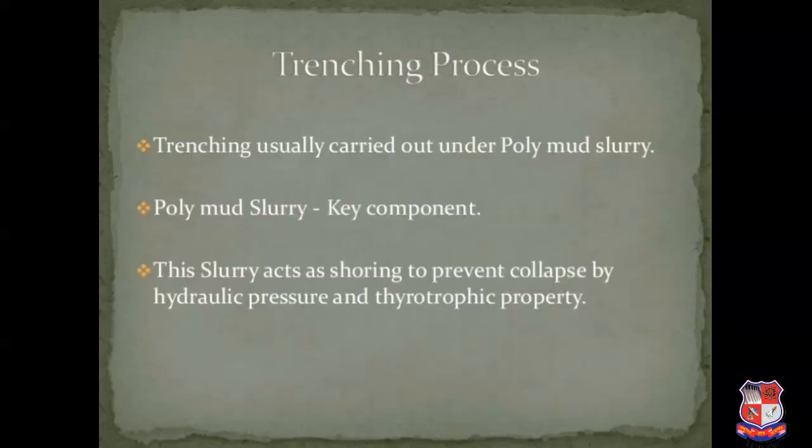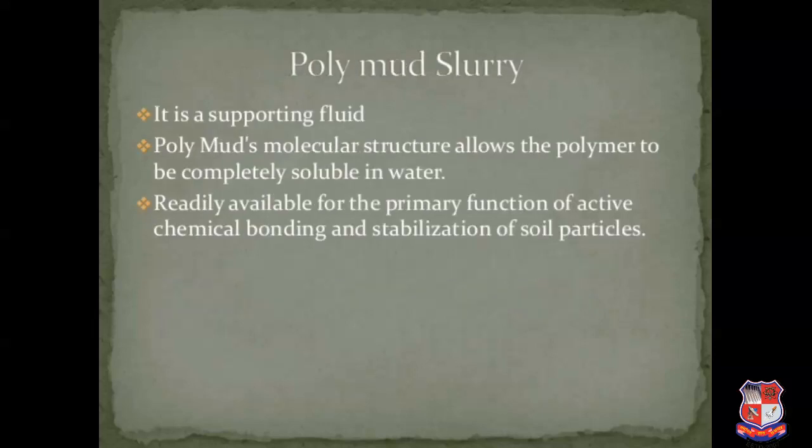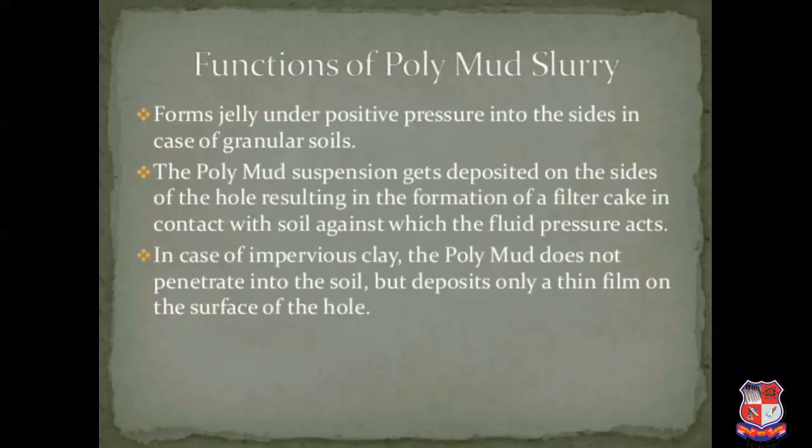Now the trenching process. Trenching is usually carried out under polymud slurry. Polymud slurry is the key component. This slurry acts as a support to prevent collapse by hydraulic pressure and thixotropic property. Polymud slurry is a supporting fluid. Polymud's molecular structure allows the polymer to be completely soluble in water, readily available for the primary function of active chemical bonding and stabilization of soil particles.